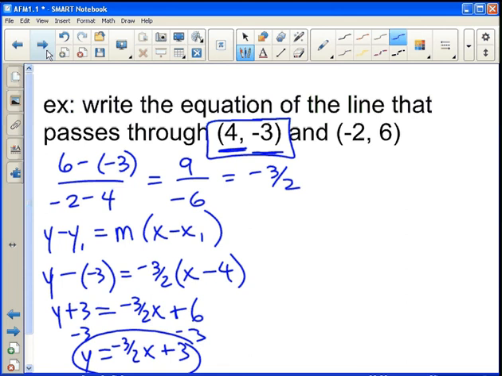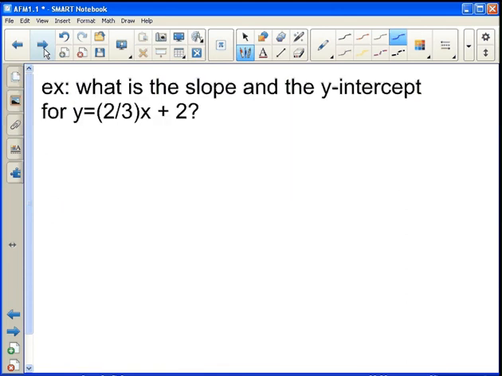And what is the slope and the y-intercept for y equals 2/3 x plus 2? So this time they are giving you the equation and they're wanting you to identify, based on the equation, the slope and the y-intercept. So in this case, the slope would be 2/3 and the y-intercept is the number that's over here by itself, which is 2. One thing I want to make sure you understand is that it does not matter what order they write things in. They could have written this as 2 plus 2/3 x, and it would still be a slope of 2/3 and a y-intercept of 2.